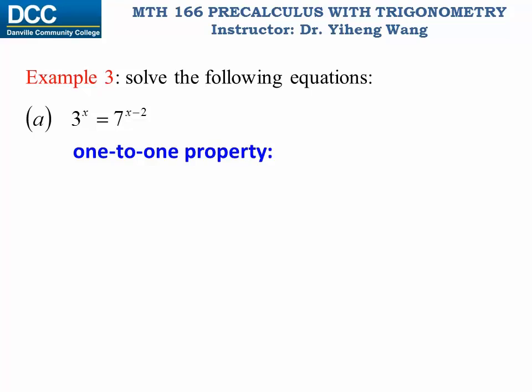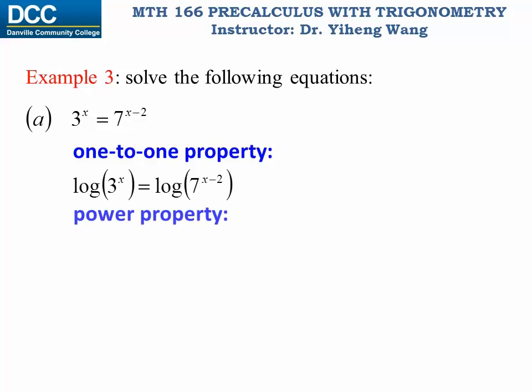So, since 3 to the power of x equals 7 to the power of x minus 2, then if I take the common logarithm of both sides, I get this equation. Then I can apply the power property of logarithms. I can pull out the exponent as a coefficient in front of the logarithm. So for the left-hand side, I have x multiplied by log 3. On the right-hand side, I have x minus 2 multiplied by log 7.